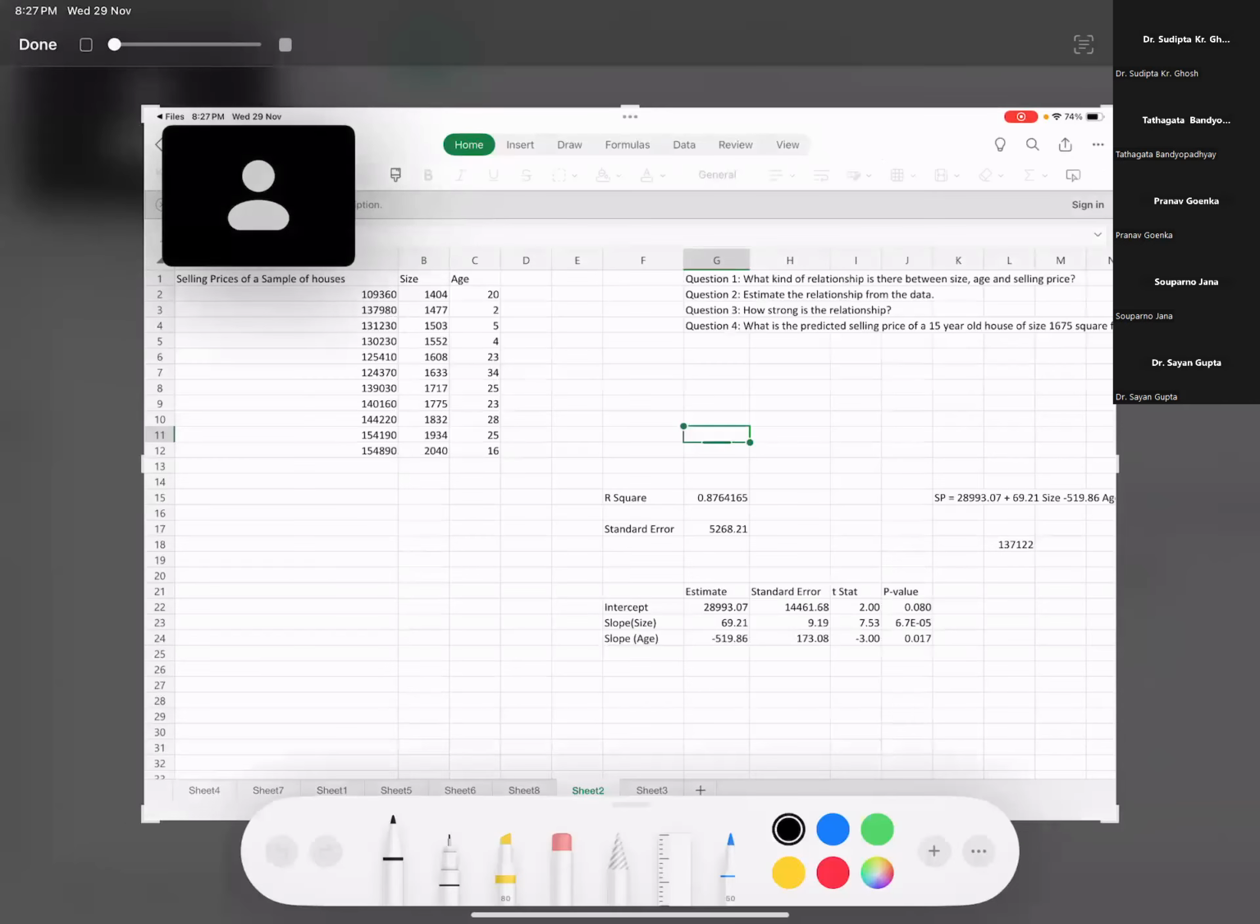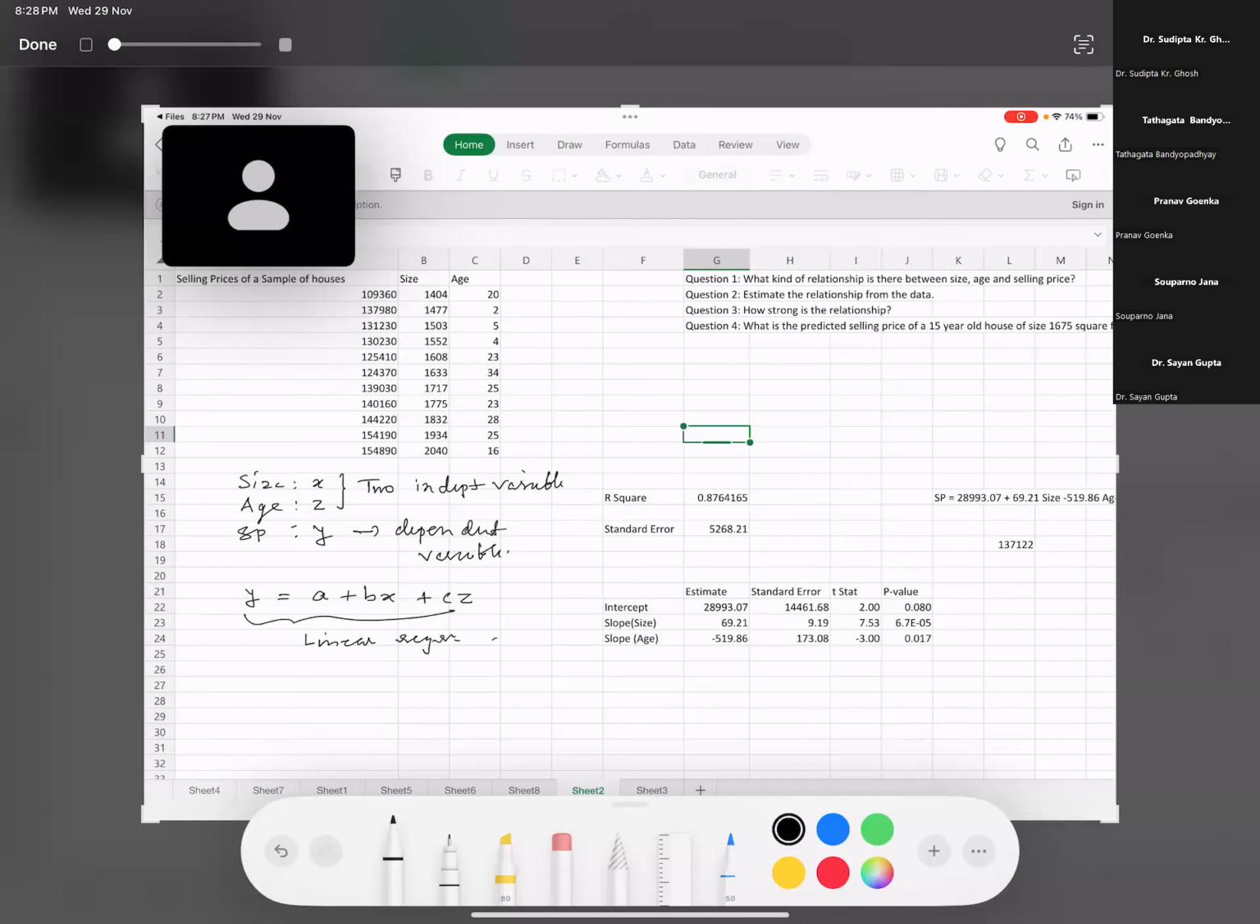So you see, I am saying size is the variable X, age is the variable Z. These are 2 independent variables. And selling price is Y. This is the dependent variable. And I'm saying the relationship tells me that some kind of relationship like this would happen. Y equal to A plus BX plus CZ. This is a linear relationship or linear regression.